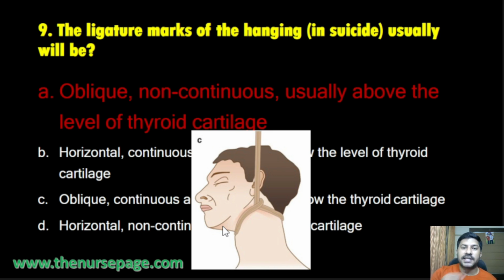So please remember, in the case of suicide, it will be above the thyroid cartilage level, non-continuous and oblique type. This is the typical suicidal hanging type. So above the thyroid cartilage, and this is the knot position, and around the neck it will be there, and at the level of the knot position it will be discontinued.